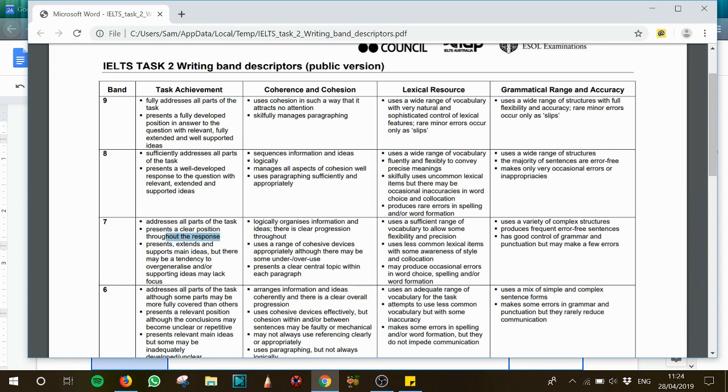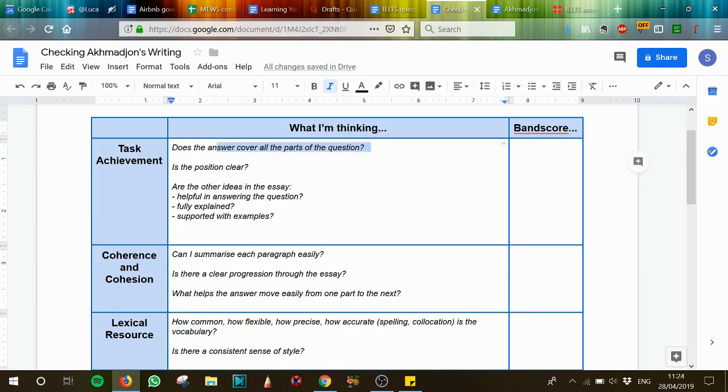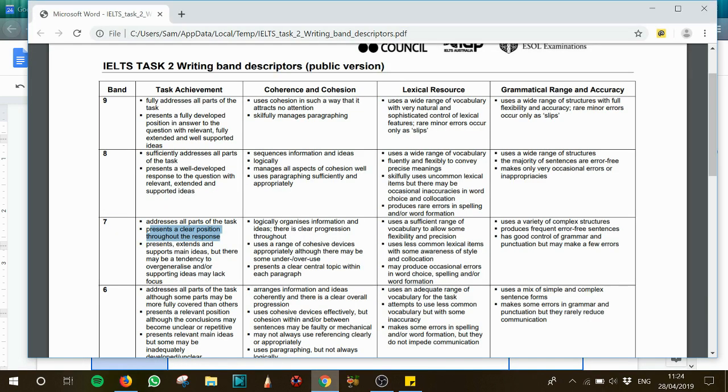Presents a clear position throughout the response. So that was, is the position clear? And we said, yes, it definitely is. And presents, extends, and supports main ideas, but there may be a tendency to overgeneralize and/or supporting ideas may lack focus. So I think that in Akmajon's essay, yes, he does extend and support his main ideas. There's definitely no tendency to overgeneralize. That doesn't happen. But maybe that Maradona paragraph does lack focus a little bit. So I think that we have all of the qualities of band 7 here.